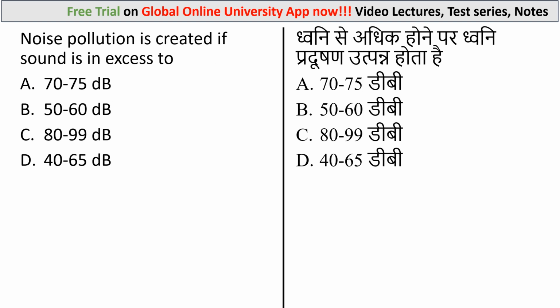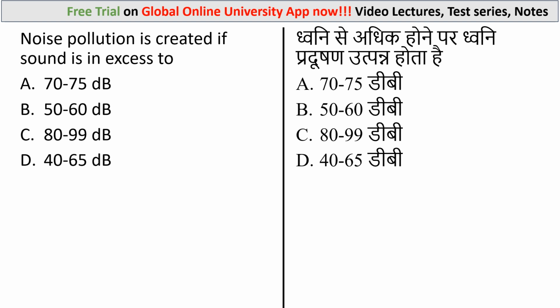Noise pollution is created if the sound exceeds? In the given question, they ask noise pollution is created if a sound exceeds, and the options given are 70 to 75 dB, 50 to 60 dB, 80 to 99 dB and 40 to 65 dB. In industrial areas 70 to 75 dB is allowed, in commercial areas 55 to 65 dB, in residential areas 45 to 55 dB is allowed, and in silent zones 40 to 50 dB is allowed.